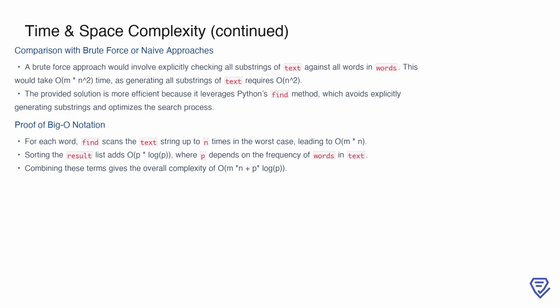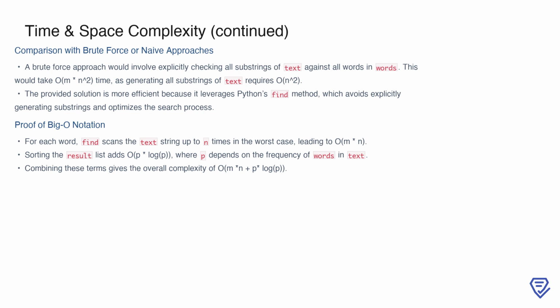A comparison with a brute force approach highlights the efficiency of this solution. In a naive approach, we would generate all possible substrings of text and explicitly compare each one against all words in words. This would result in a time complexity of O(M * N^2), as generating all substrings alone requires O(N^2). However, the provided solution avoids this inefficiency by leveraging Python's optimized find method, which eliminates the need to explicitly generate substrings.